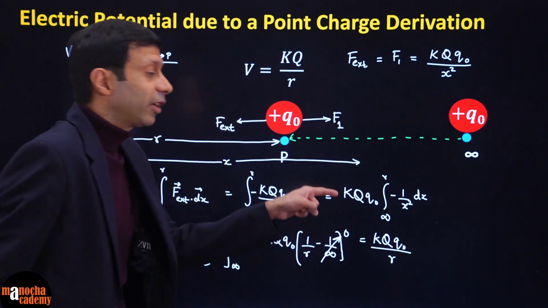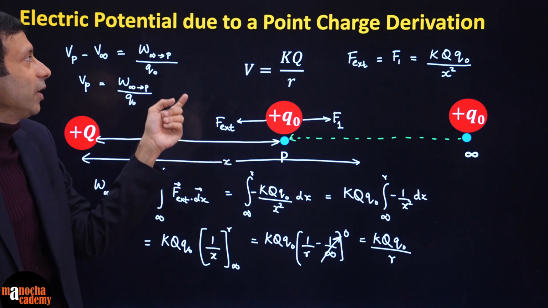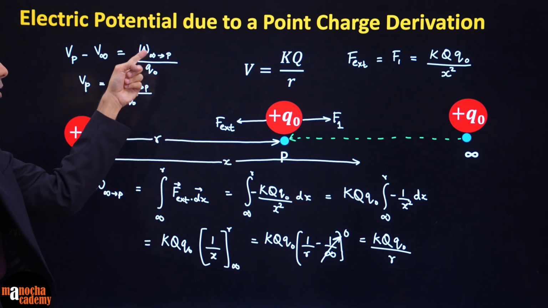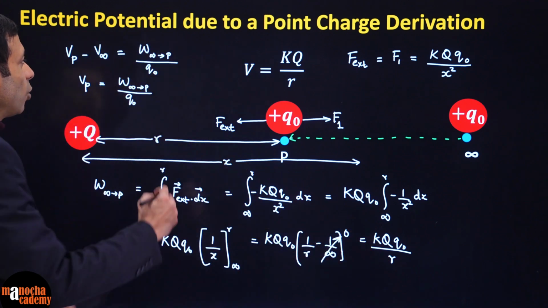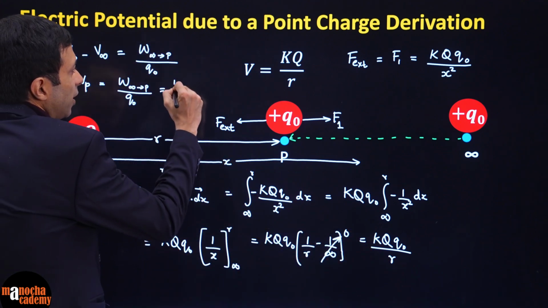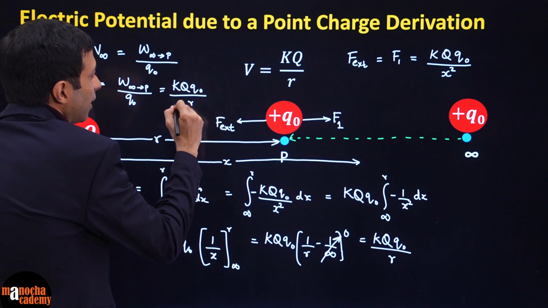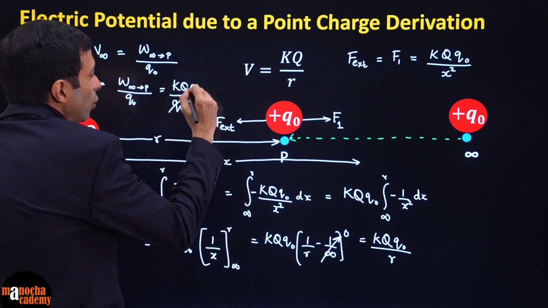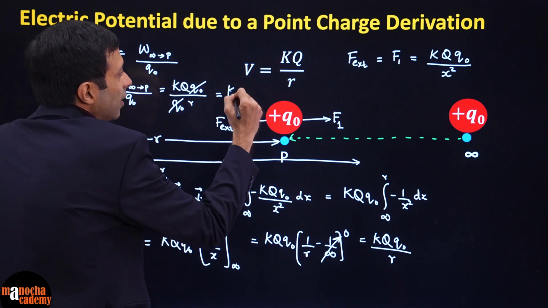This is not the electric potential. This is the work done by our external force. For electric potential, remember the definition? The work done divided by q naught. So let's substitute this work done over here, k, q, q naught by r, and this divided by q naught disappears, and we have got the final formula, kq by r.